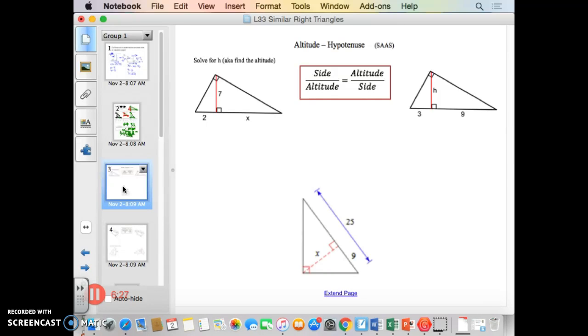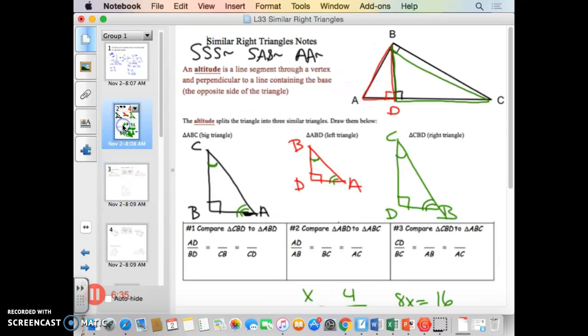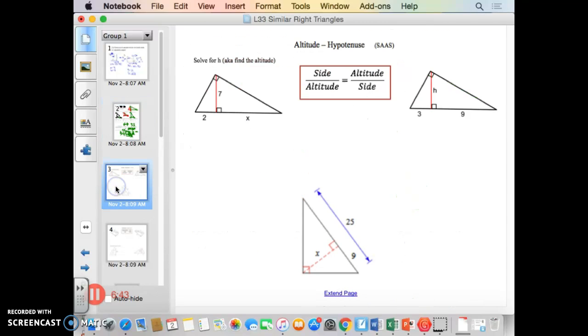All right, so today when we have a situation where we have an altitude drawn in a right triangle, remember then we have 3 similar right triangles, right? The big one, the one on the left, and the one on the right. And you can set up this ratio called side over altitude equals altitude over side. So in simple form, we'll write it as S over A equals A over S.